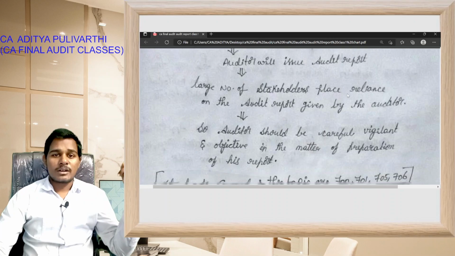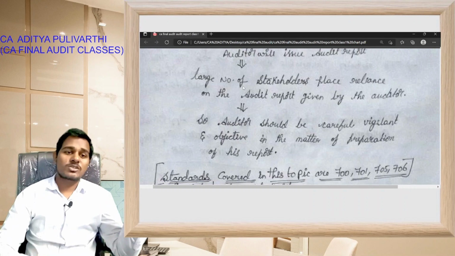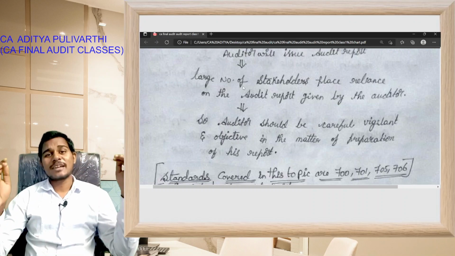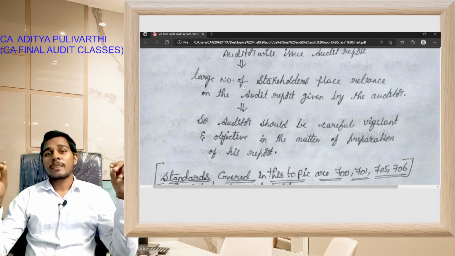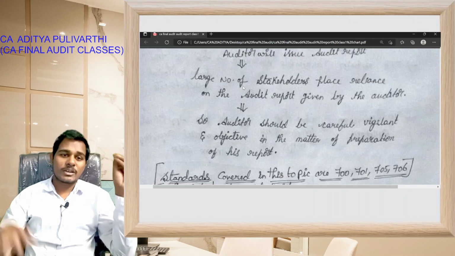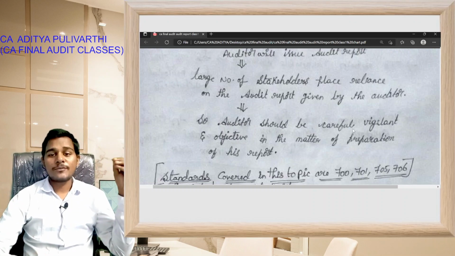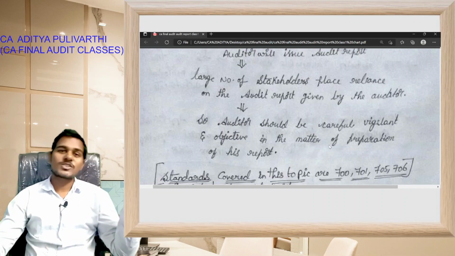The audit report which the auditor provides has a great impact because a large number of stakeholders place reliance on the audit report given by the auditor. When the auditor issues the audit report, a large number of stakeholders will place reliance on the financial statements and invest in the company. That is why the auditor should be careful, vigilant and objective in the preparation of this report.